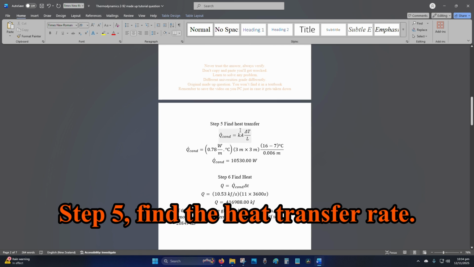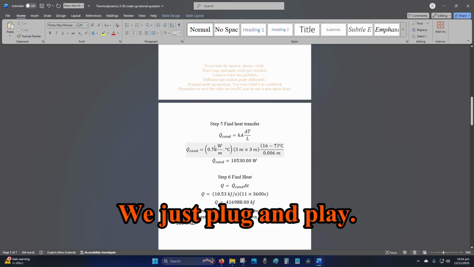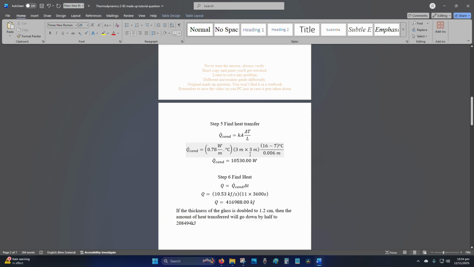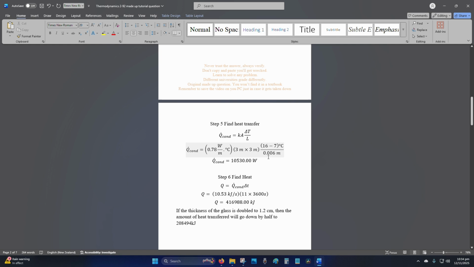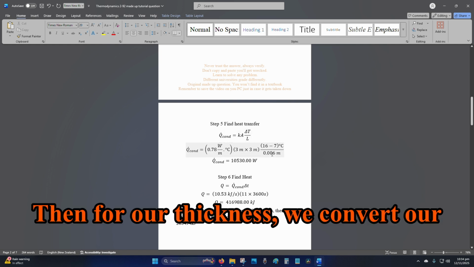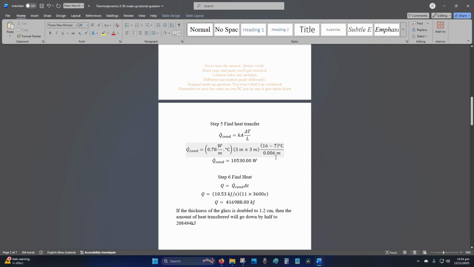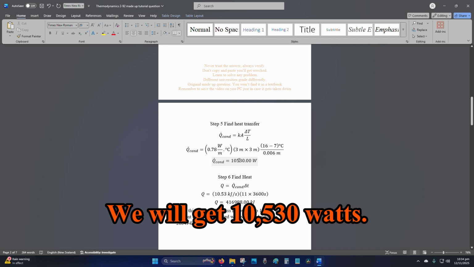Okay, step 5, find the heat transfer rate. So we just plug and play. So here is our thermal conductivity, here's our area, our 3 by 3, and then we've got 16 minus 7 degrees Celsius, and then for our thickness, we convert our 0.6 centimeters to meters, so we divide that by 1,000. So we will get 10,530 watts.